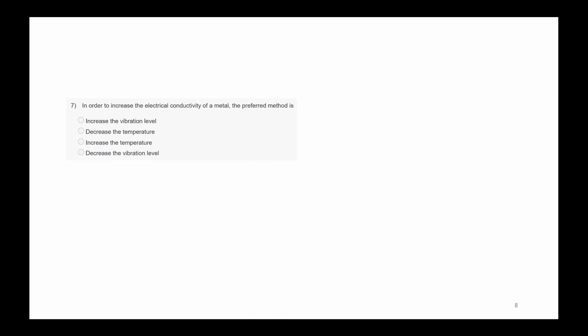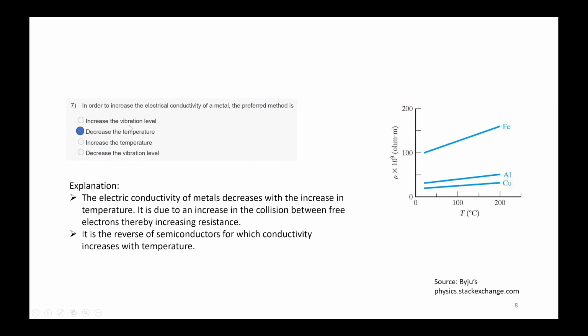Now question number 7. In order to increase the electrical conductivity of a metal, the preferred method is: increase the vibration level, decrease the temperature, increase the temperature, or decrease the vibration level. So we know for the metals, as we decrease the temperature, its conductivity increases, and with decreasing temperature also vibration levels reduce. But what we can control? We can control temperature. So answer will be decrease the temperature.